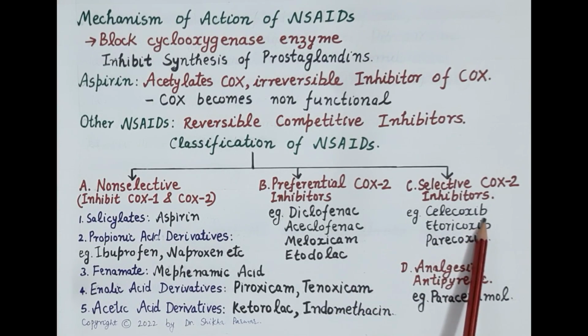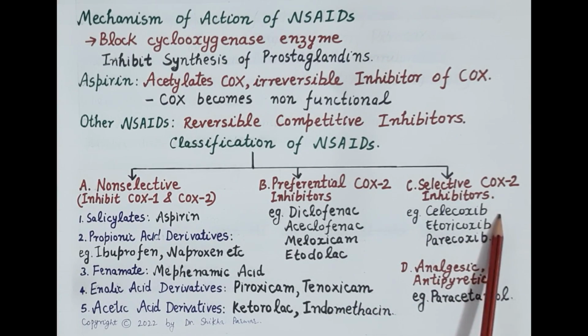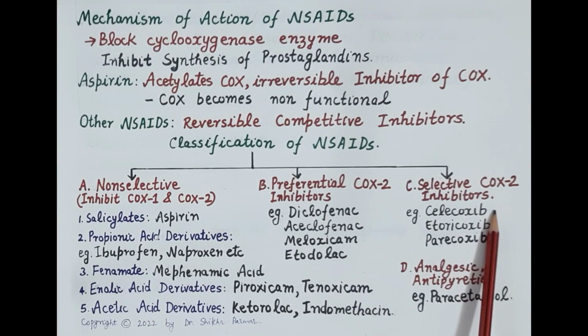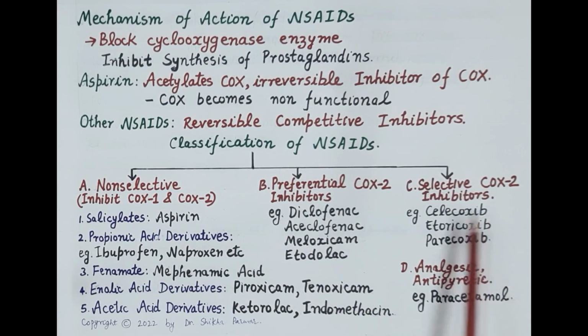Then third type of NSAIDs are the selective COX-2 inhibitors. These drugs selectively block cyclooxygenase 2 and therefore these drugs are stomach friendly. They do not induce the risk of peptic ulcer and they also do not induce the risk of bleeding. For example, celecoxib, etoricoxib, then parecoxib, and these drugs are preferred when NSAIDs are to be given for long periods. For example, in patients with rheumatoid arthritis and osteoarthritis.